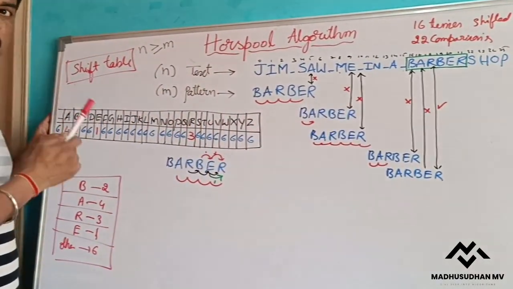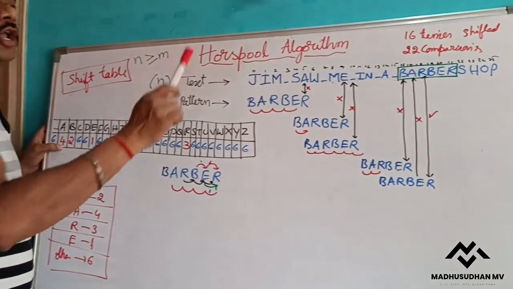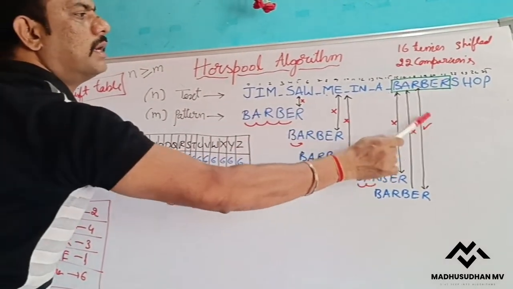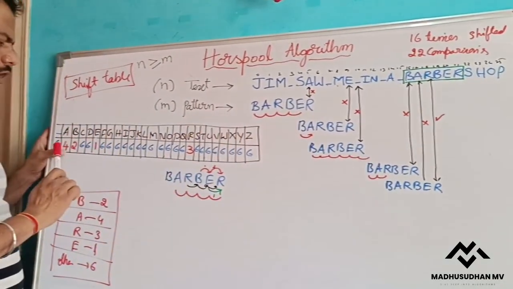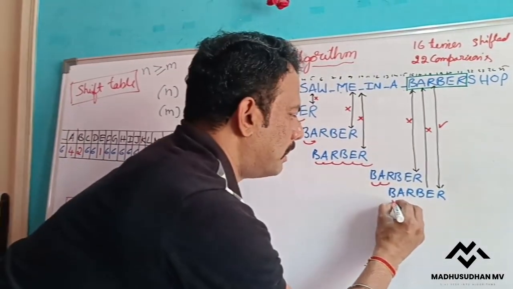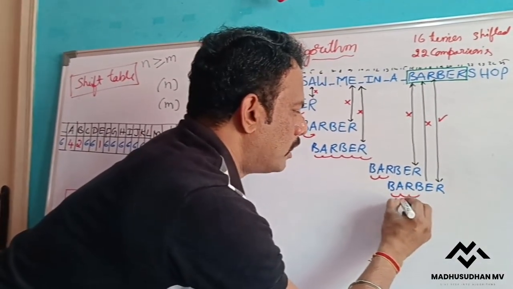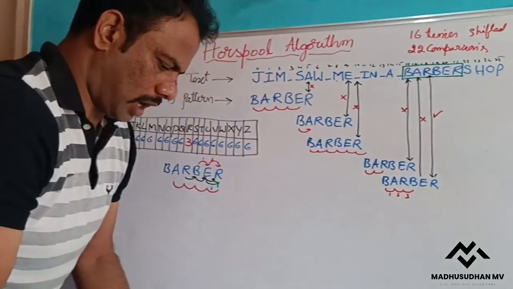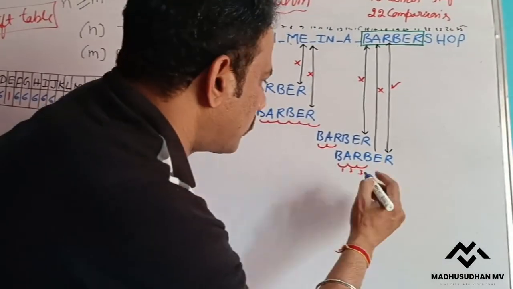So shift value minus the number of matched characters. How many characters have been matched? Only one character has been matched. So 4 minus 1, 3. Now shift the pattern towards its right by 3 positions. So 1, 2, 3 positions. So now my pattern comes to what?